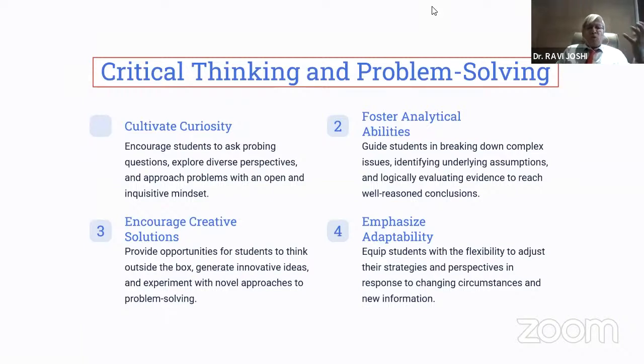Provide opportunities to the student to think outside the box, generate innovative ideas, and experiment with novel approaches to problem solving. Encourage creative solutions. We have to come out with a creative solution: how a particular target can be brought out of the box.